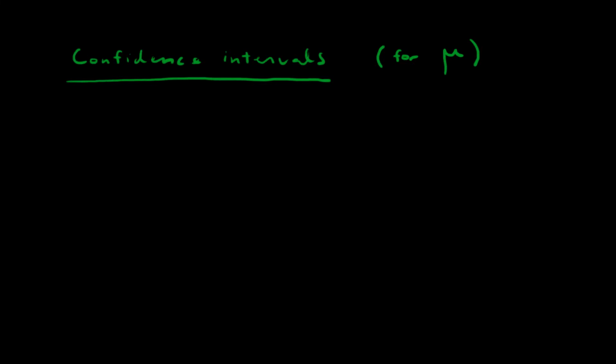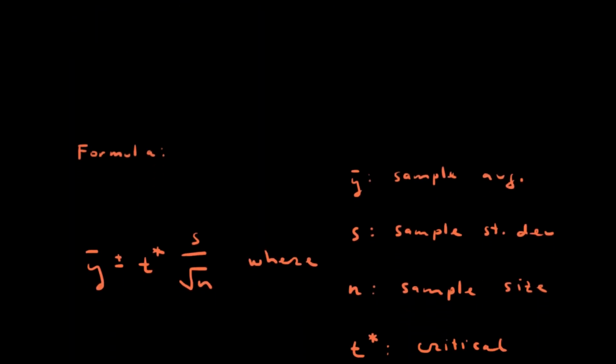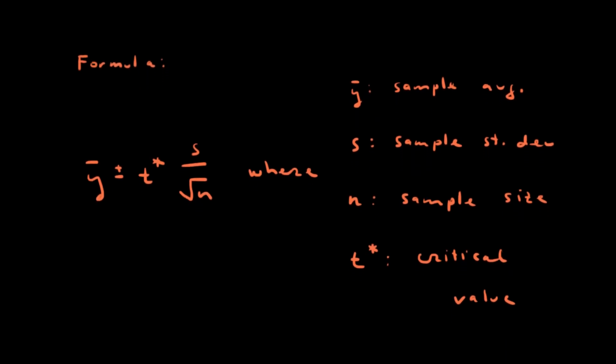This video will show you how to make a confidence interval for population mean. The goal here would be to provide a range of values within which you expect mu to fall. Mu is a Greek M, just stands for the unknown population mean. There is a formula for this. You will have this formula in the formula sheet.